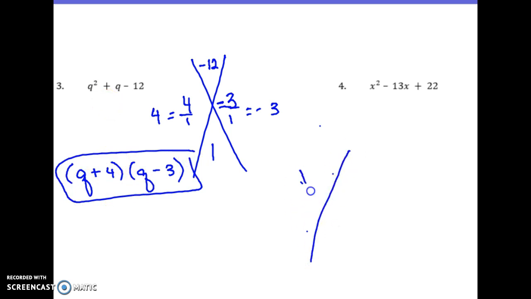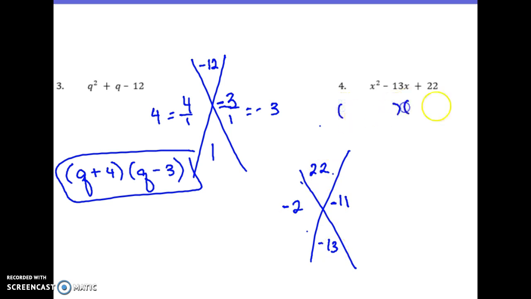Okay, so number 4, I've got a 22 up top and a negative 13 down here. So I'm going to use my factors of 22. I'm going to think of 2 and 11. Okay, so 2 and 11 multiplied together, we get 22, but we've got to get a negative 2 and a negative 11 so that when added together it equals a negative 13.